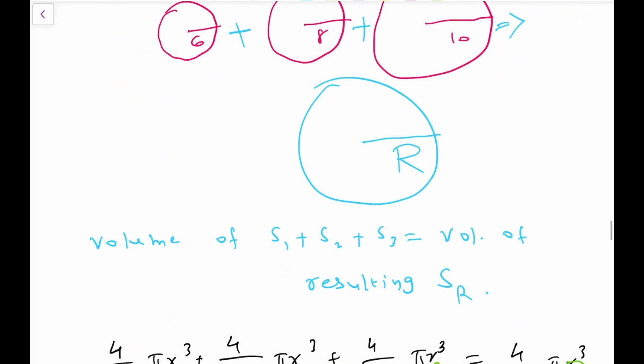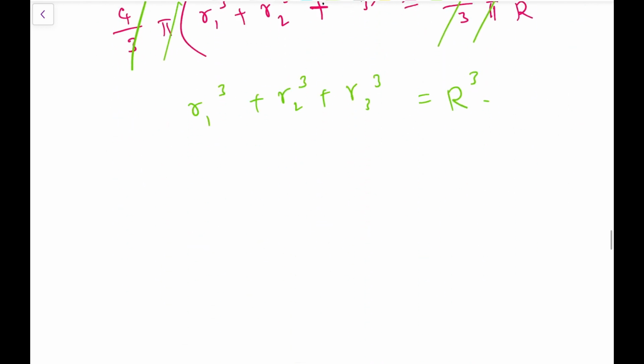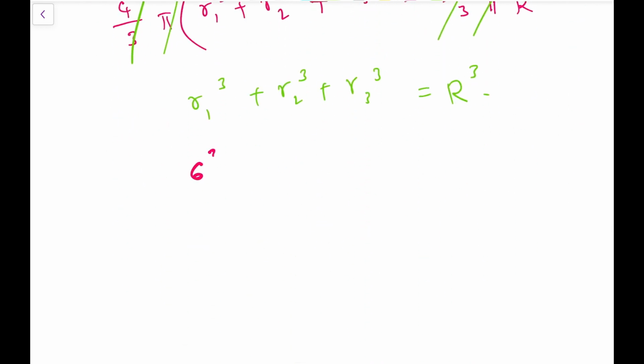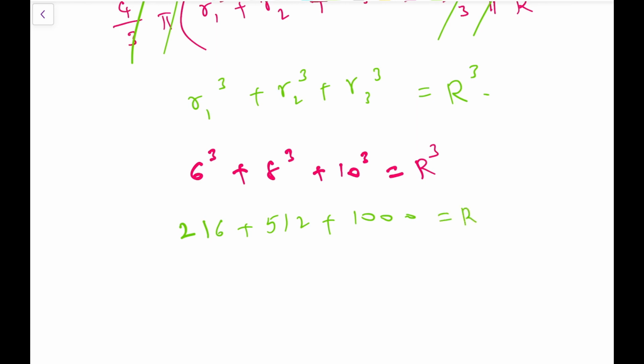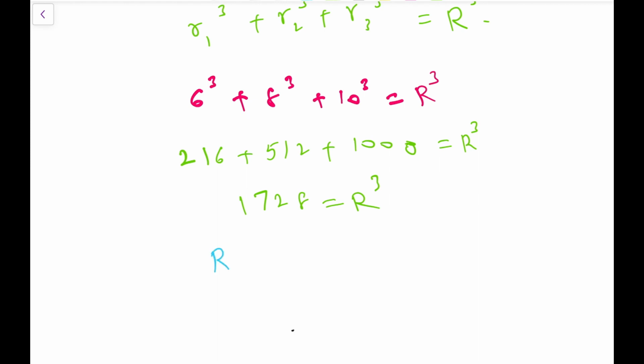So now what are the radii he gave? That is 6 centimeter, 8 centimeter and 10 centimeter, right? So that is going to be 6 cube plus 8 cube plus 10 cube is equal to capital R cube. 6 cube 216 plus 8 cube 512 plus 10 cube 1000 is equal to R cube. 216 plus 512 is 728. So it will be 1728 is equal to R cube. So which number cube is 1728? That is 12. So capital R is equal to 12 centimeter.